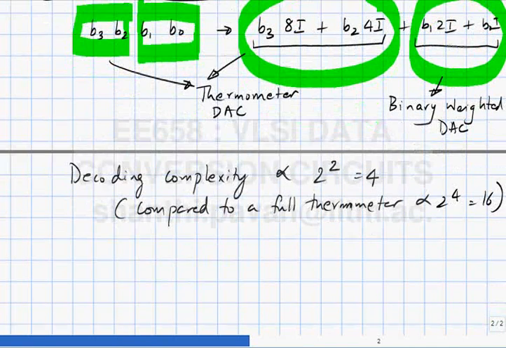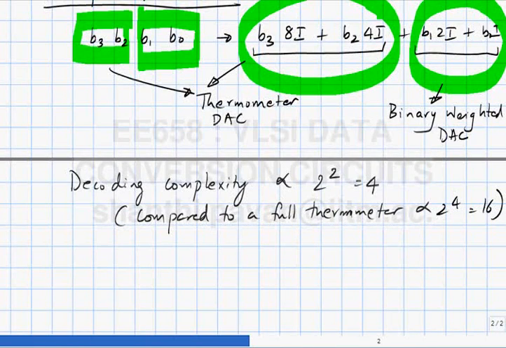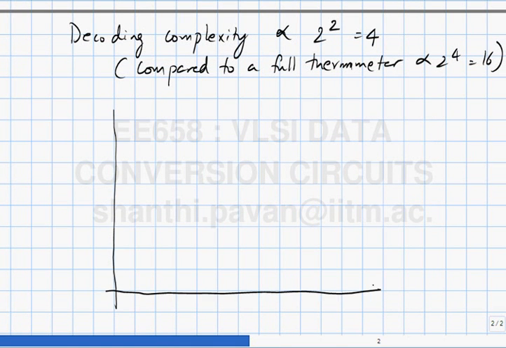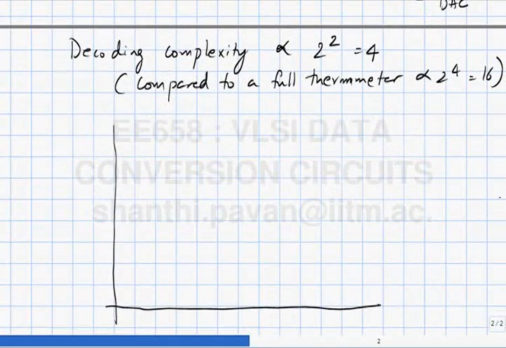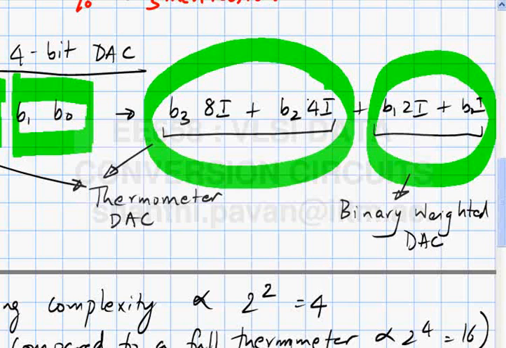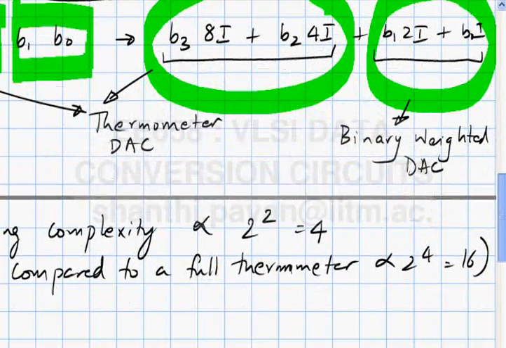Now what can you say about the DNL? If you now do this, what happens if you plot the output of the DAC as a function of the code? The two MSBs are controlling a thermometer DAC. So what will the output be when you change the MSBs by one digital code? What do you think the analog output will jump up by? It will jump up by 4I.